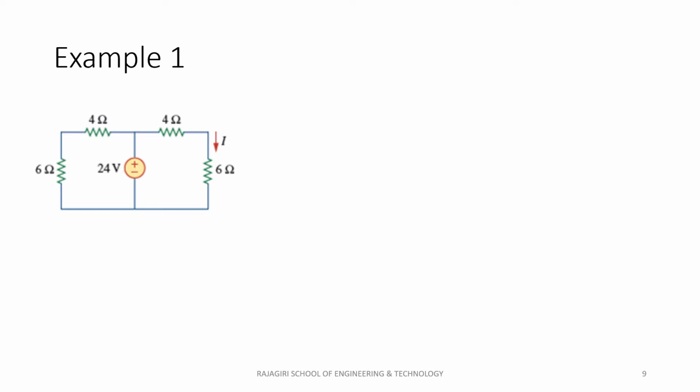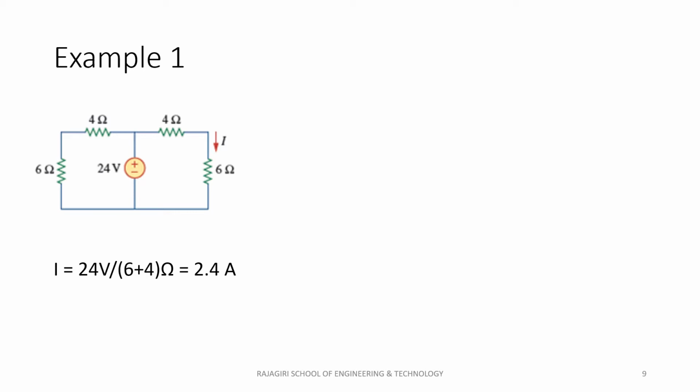Here we see a simple DC circuit with a 24 volt excitation. The current through the rightmost branch is measured. Since the voltage across the branch is 24 volts, the current I is given by 24 by 6 plus 4 amperes, which is equal to 2.4 amperes.